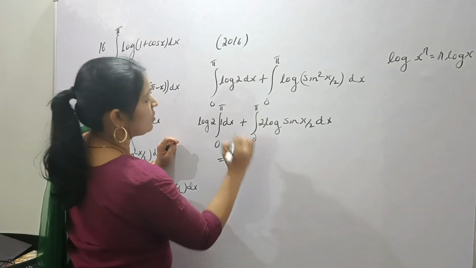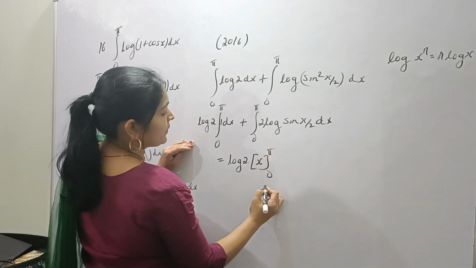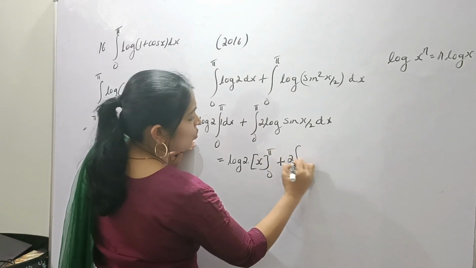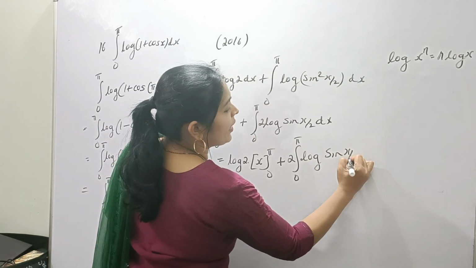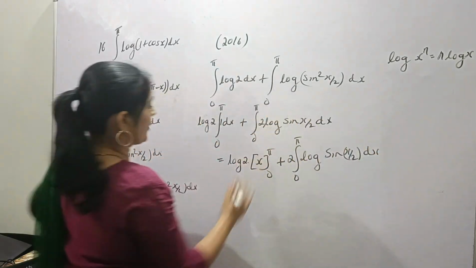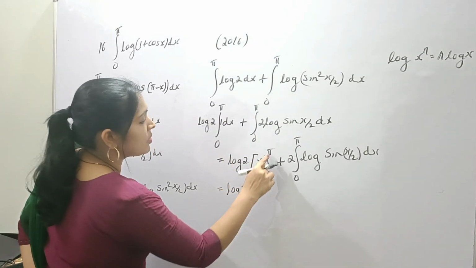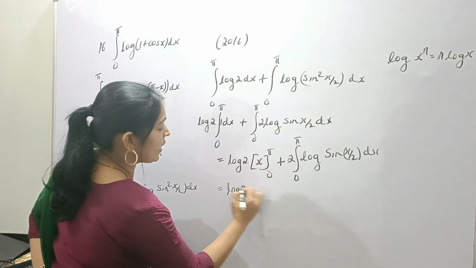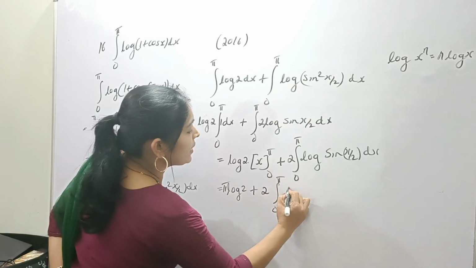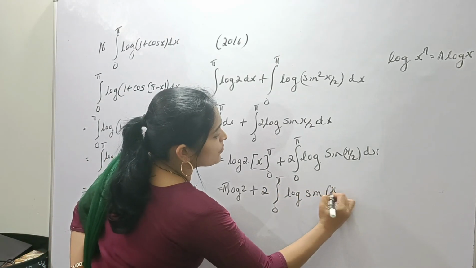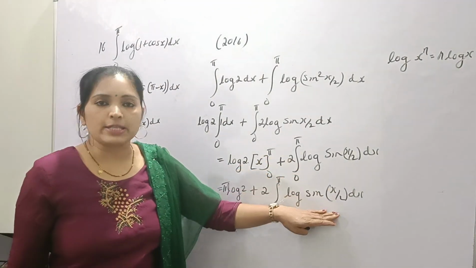Now, what is the value of this? Log 2 into x with limits 0 to pi, plus 2 into integral 0 to pi log sin x by 2 dx. That is equal to log 2 into pi minus 0, so pi. So pi into log 2 plus 2 into integral 0 to pi log of sin x by 2 dx. Here we will integrate this one.